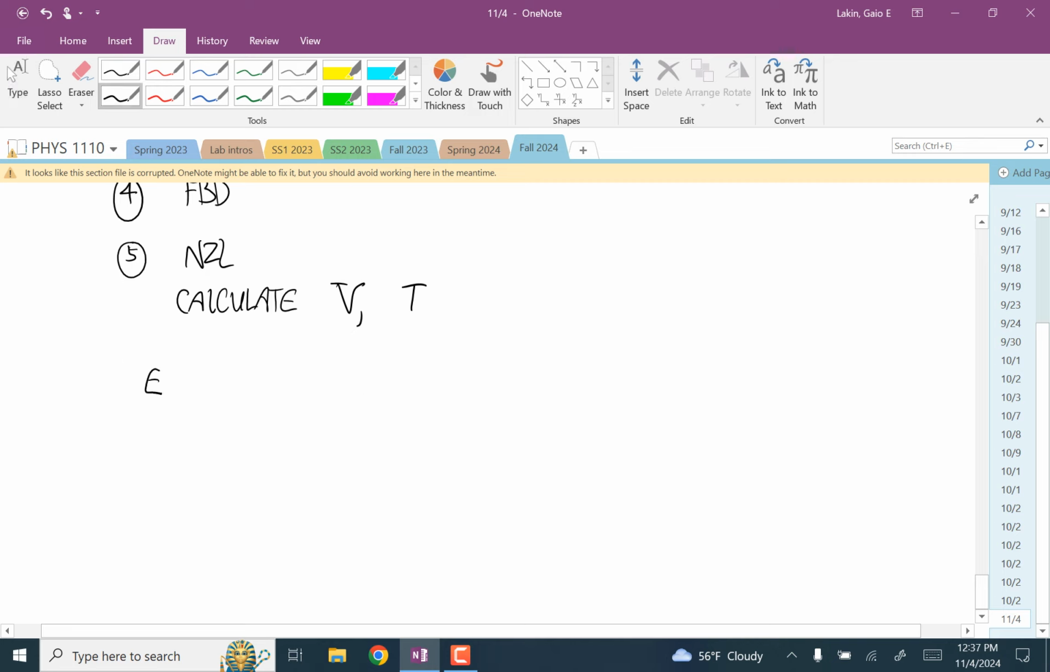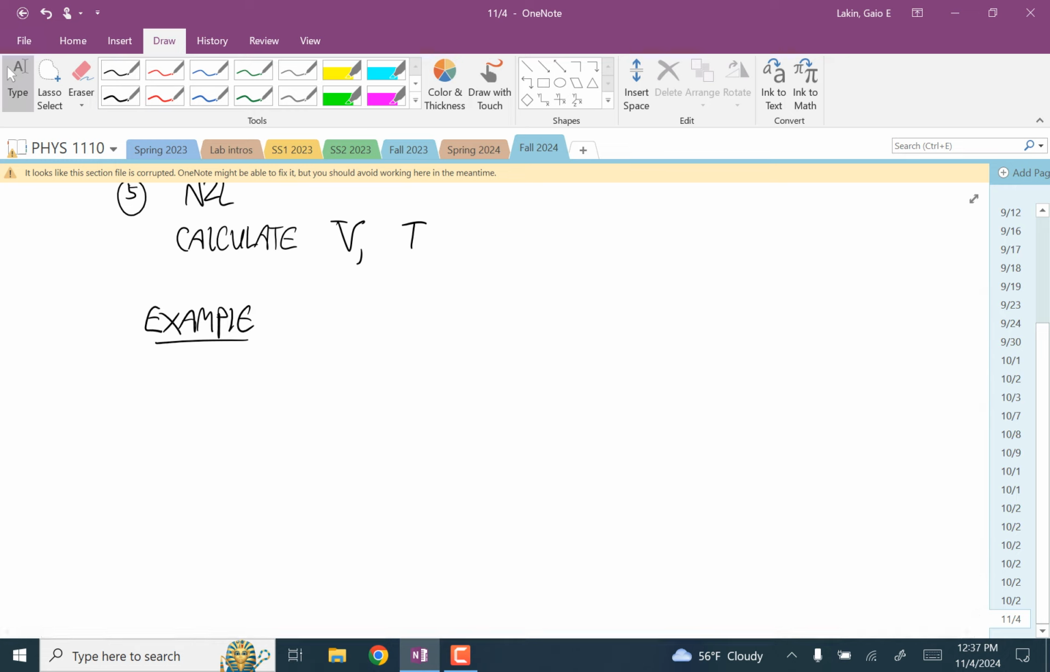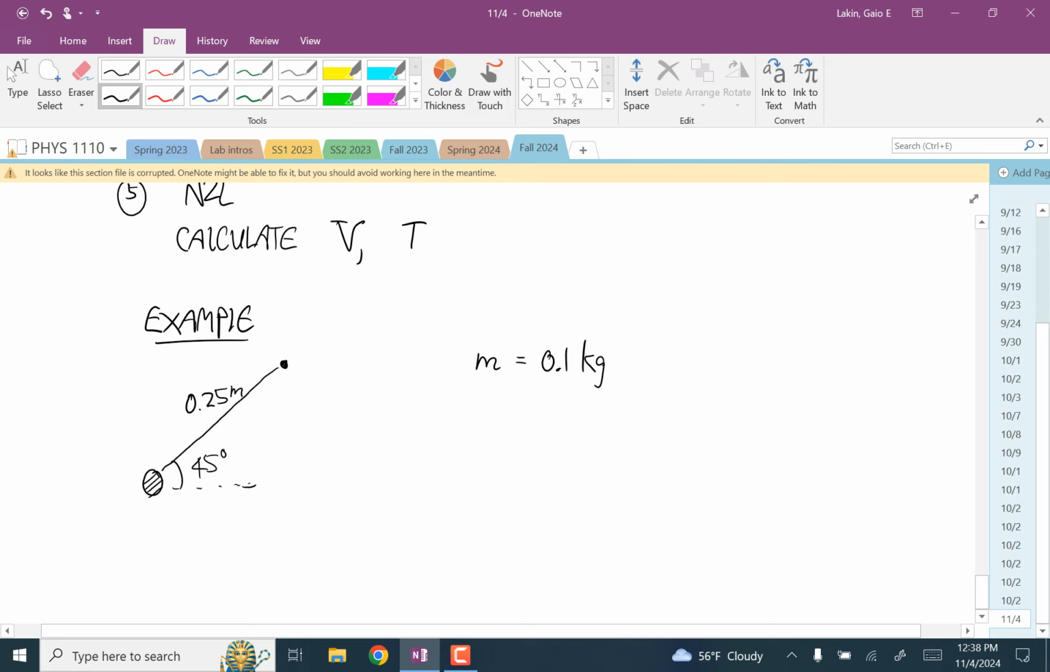Okay, so let's go through an example problem. Let's say that this string makes an angle of 45 degrees with the horizontal. Let's say the length of the string is 0.25 meters. The mass is 0.1 kilograms. And we want to calculate the speed and the cable tension.